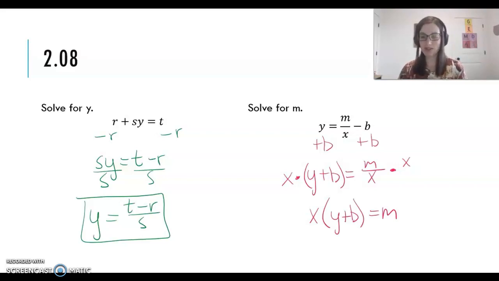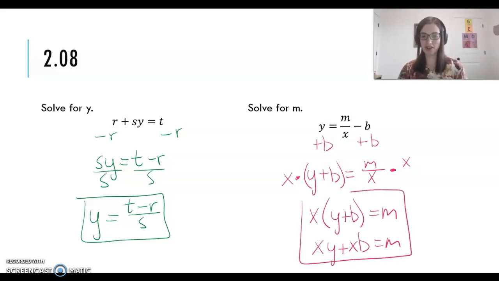You could distribute this out if you wanted to get xy plus xb equals m. I would take that as well. Just depends on how you want it to look. So either of those would work.